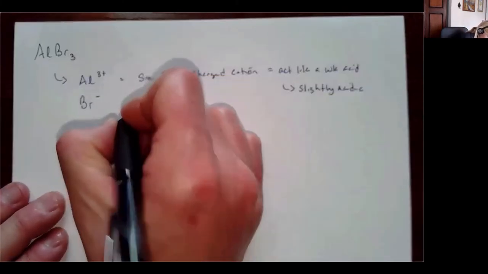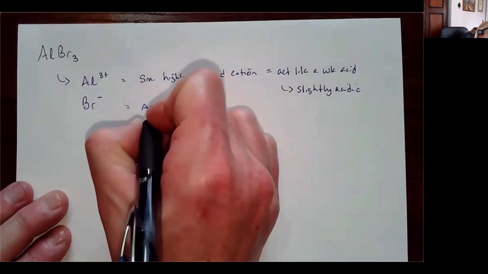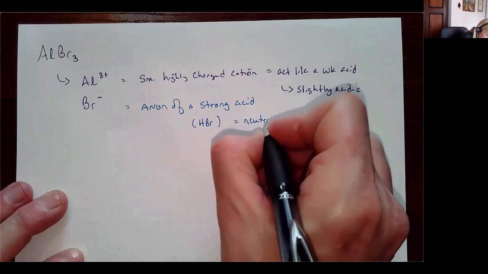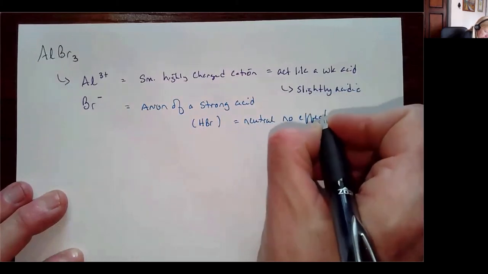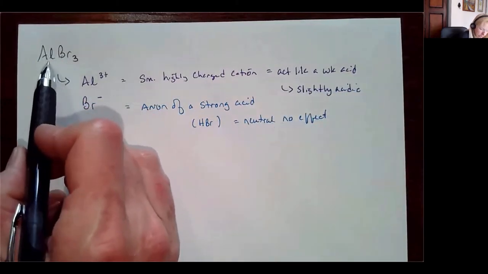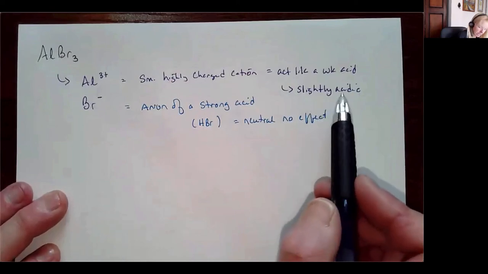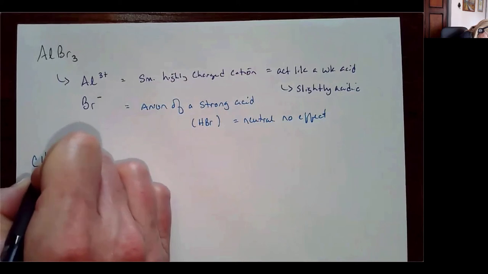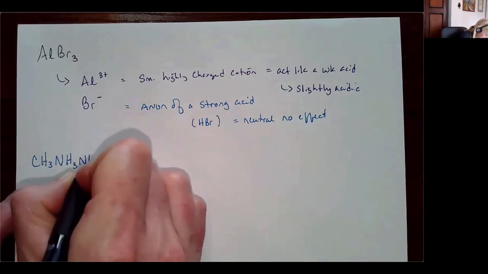Bromine ion is the anion of a strong acid. So it's going to be neutral and have no effect. So if I add aluminum bromide to solution, that pH is going to go down, it's going to be slightly acidic overall. If I look at CH3NH3NO3.